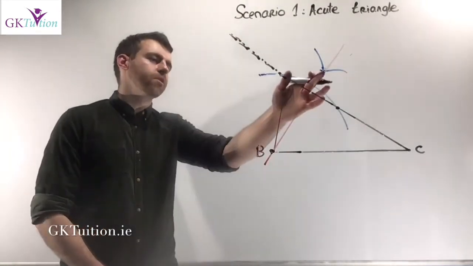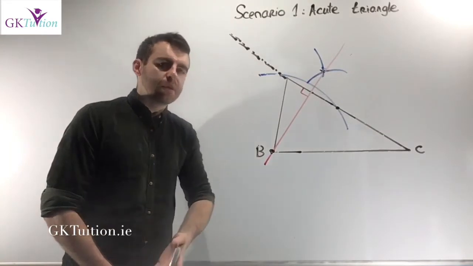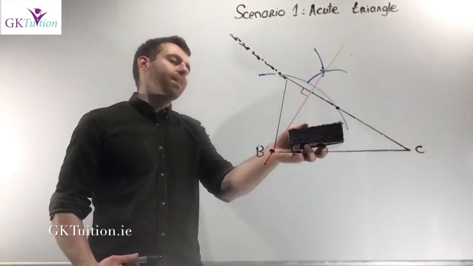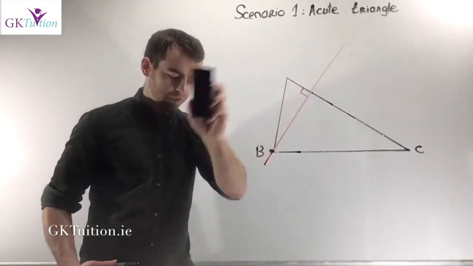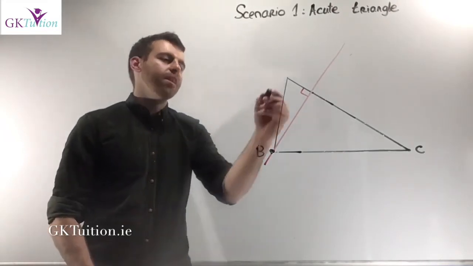So I joined up the point of intersection with the original point B, and that leaves me with what we're referring to as an altitude. And now what I'm going to do once again is eliminate my construction lines. Obviously in an exam you need to leave your construction lines where they are, but it's a lot easier for me to explain this if I eliminate them.